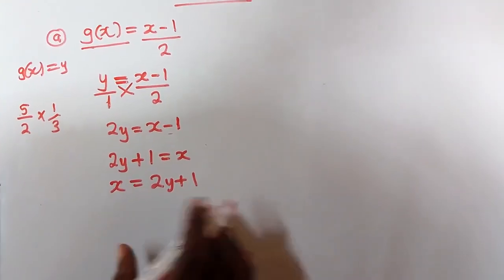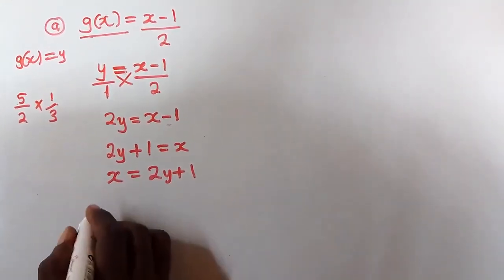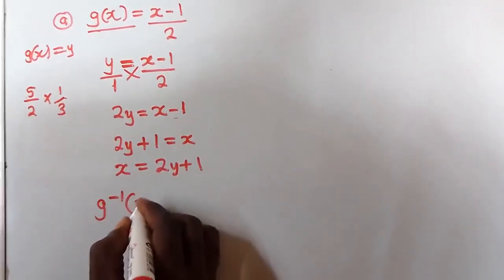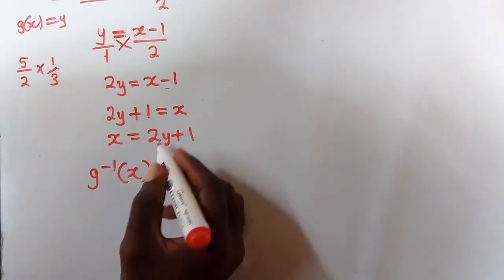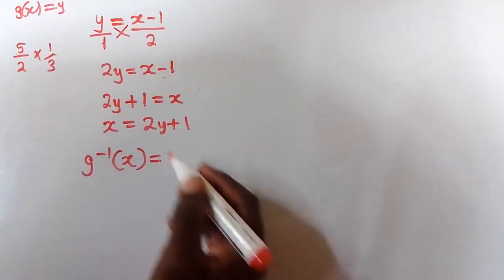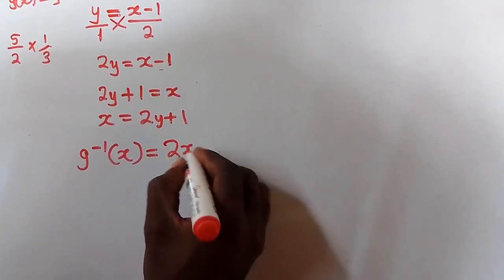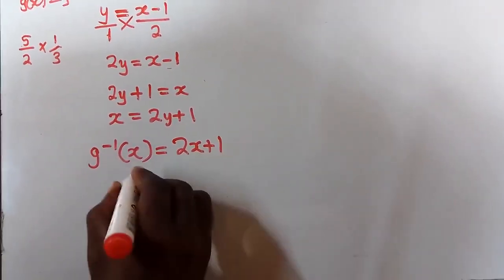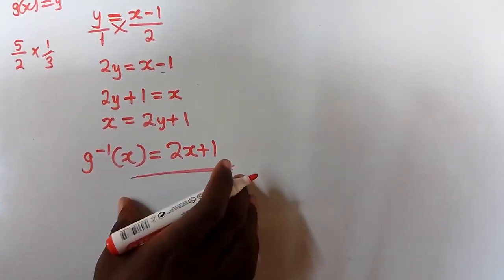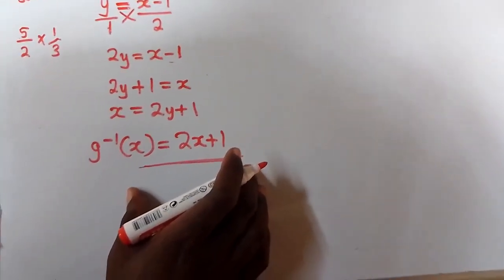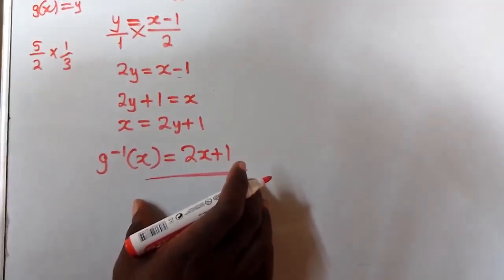We've already made x the subject of the formula. So I say g inverse of x is equal to, where there is y, I put x. So it's 2x plus 1. This is the answer. This is the inverse function of g.